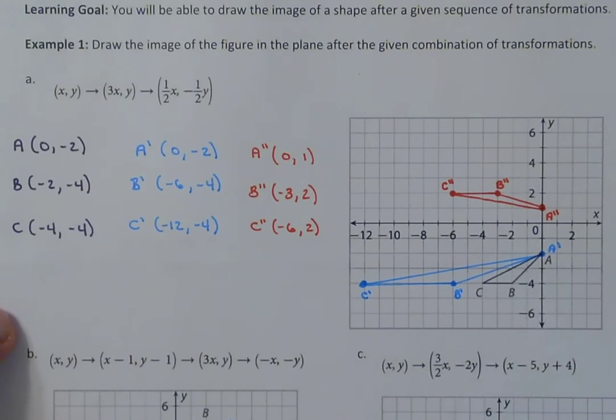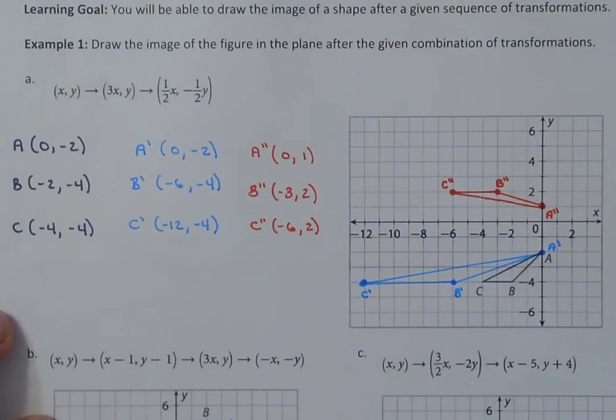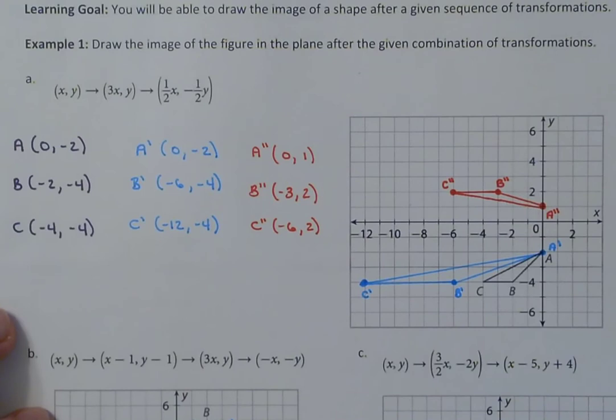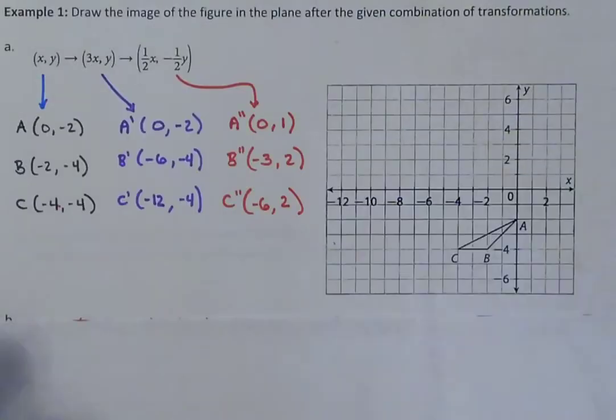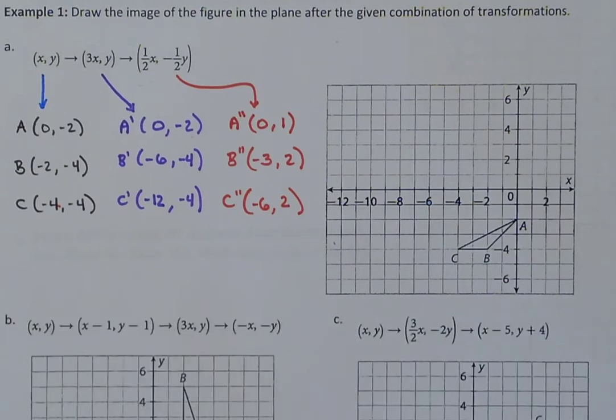And the same thing is going to be the case for parts B, C, and D. It just includes different types of transformations. So let's move on. Parts B and C.